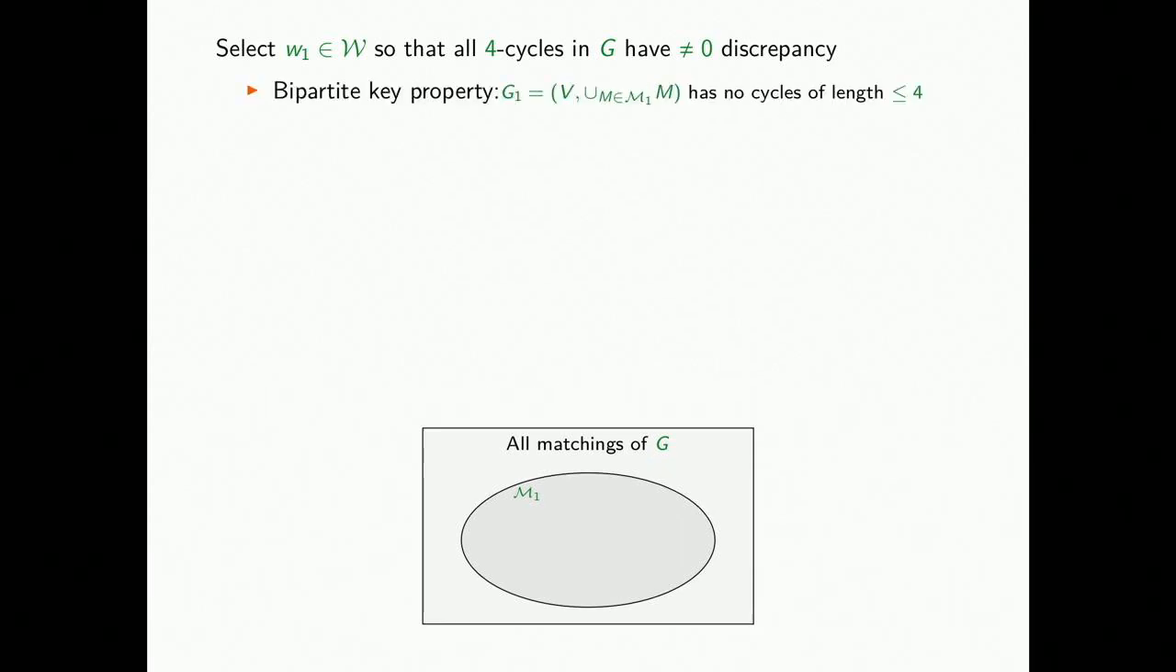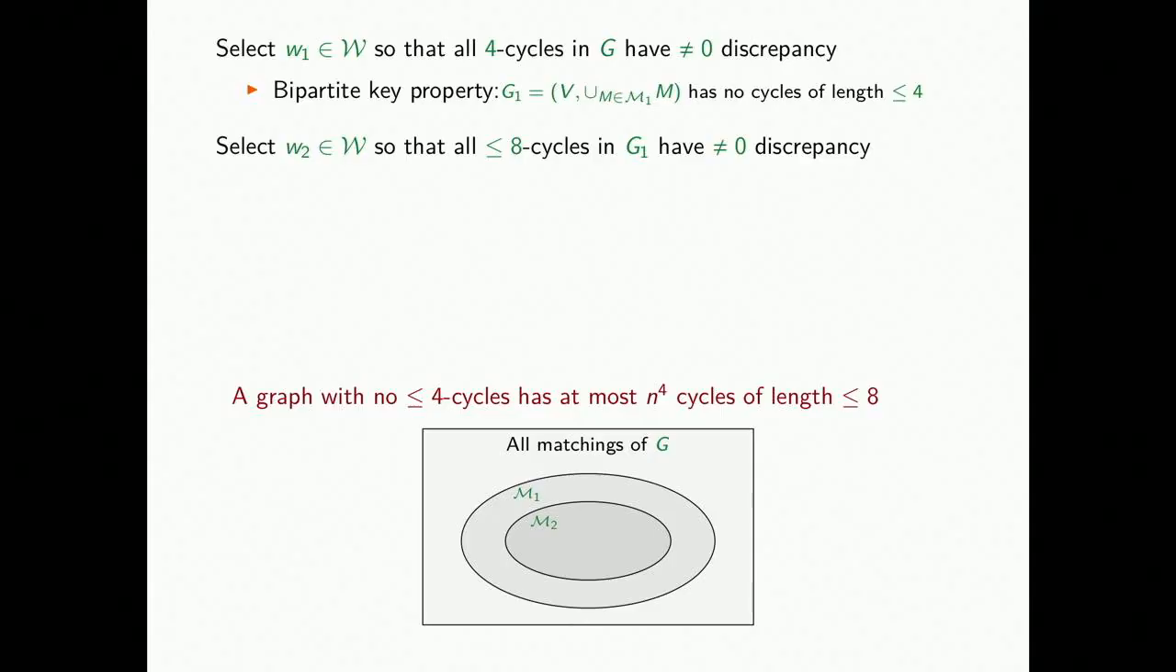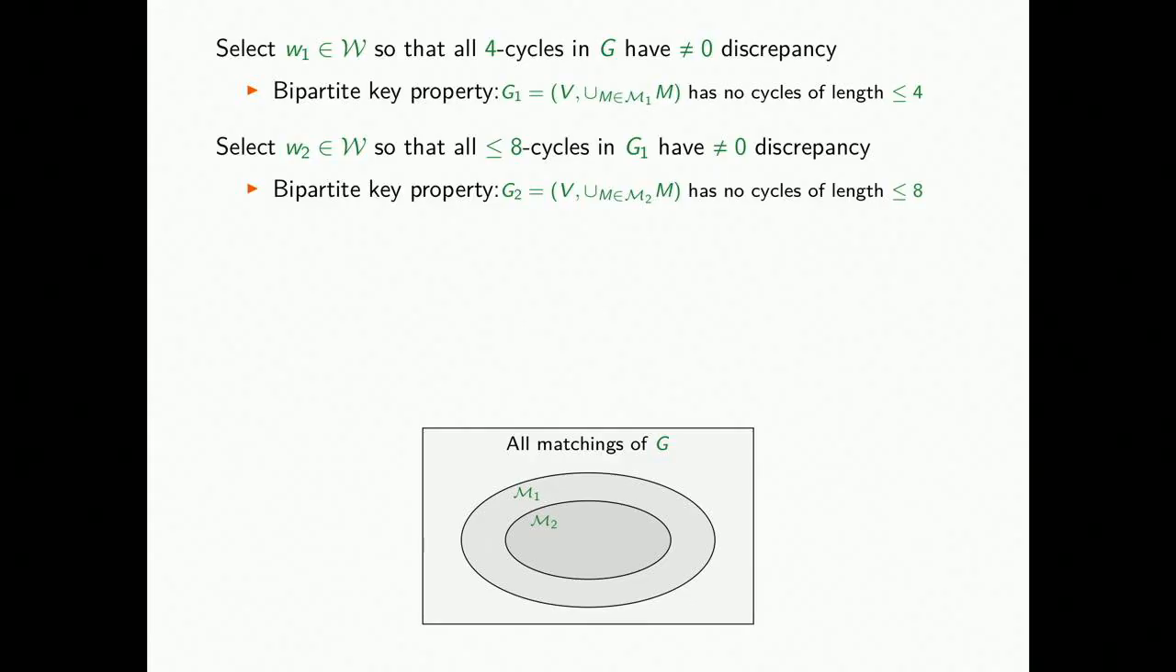Okay. We have removed all the cycles of length 4. Let's now remove all the cycles of length at most 8. How many cycles of length at most 8 can a graph without any cycles of length 4 have? Well, that's at most n to the power 4. Okay, so we have a graph without 4-cycles. Now we remove all the cycles of length 8.